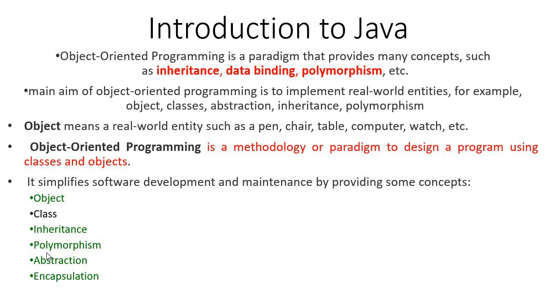The object means the real-world entity. Object-oriented programming is a methodology or a paradigm to design a program using objects and classes. It simplifies software development and maintenance by providing some concepts. So it has object, classes, inheritance, polymorphism, abstraction, and encapsulation.